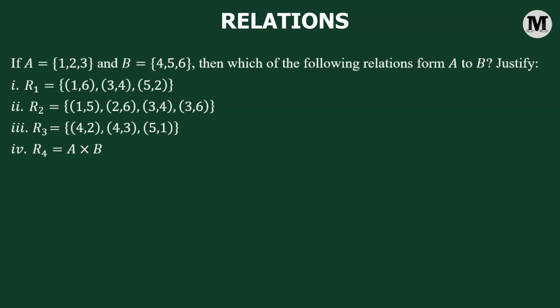So here we have two sets, A and B. A contains the elements 1, 2, and 3. B contains the elements 4, 5, and 6. And we need to find out of the following four relations, R1, R2, R3, and R4, some of them are going to be relations from A to B, and some of them are not.